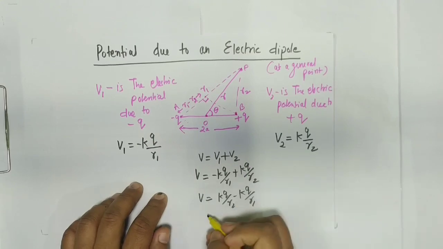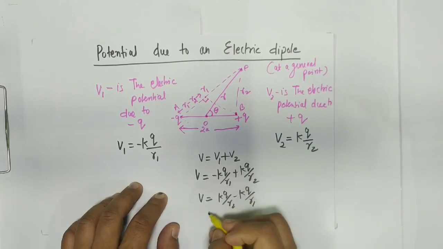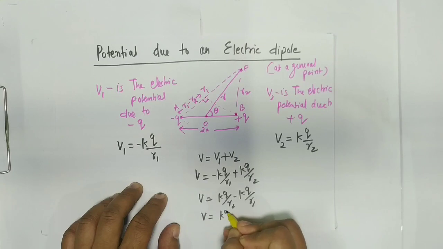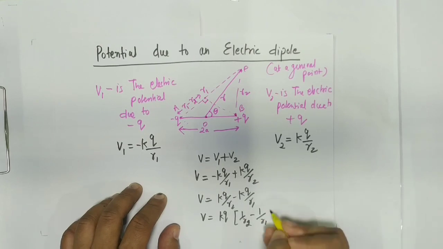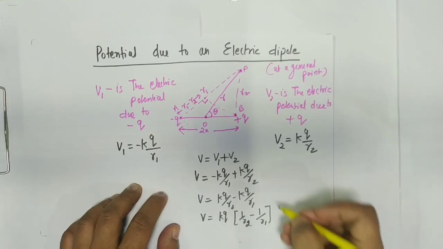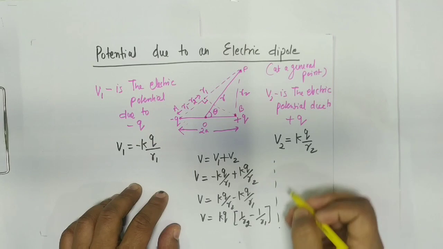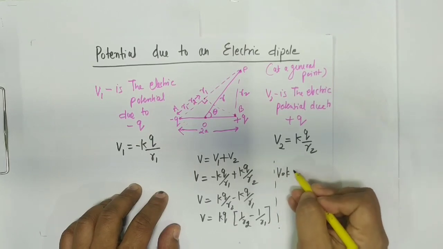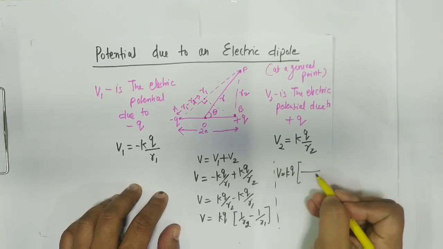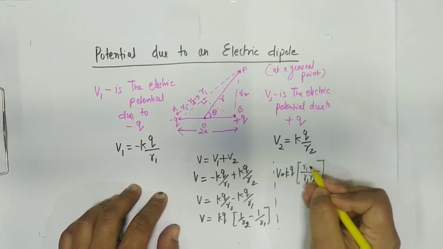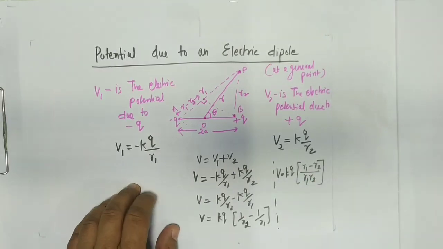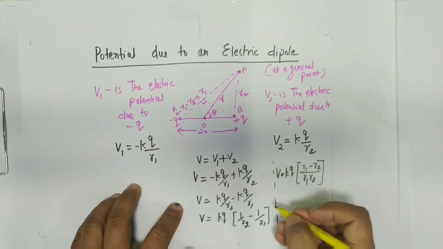Then KQ can be taken as common, and in the bracket it will be 1 upon R2 minus 1 upon R1. You can even write KQ times R1 minus R2 over R1 R2. Now there is a very interesting case.